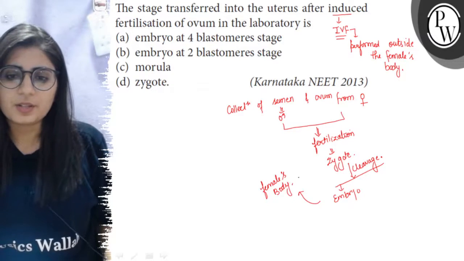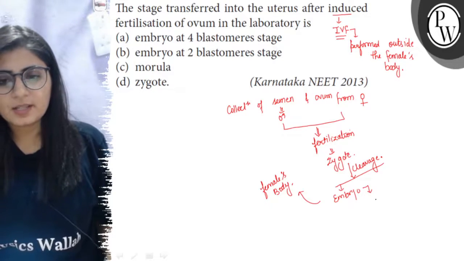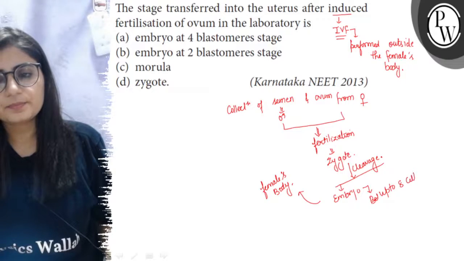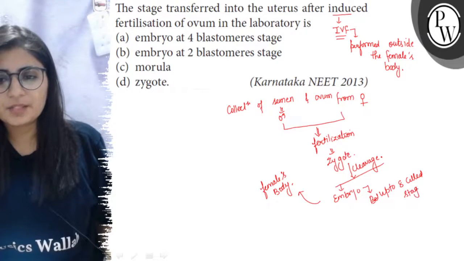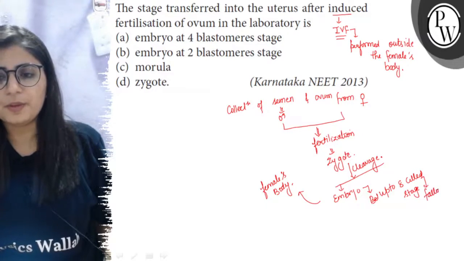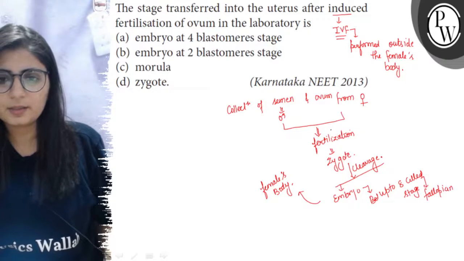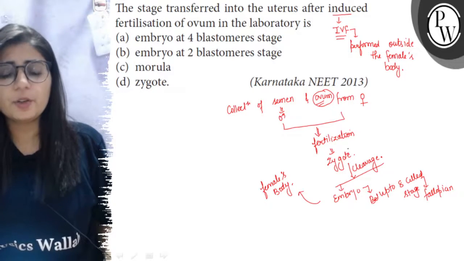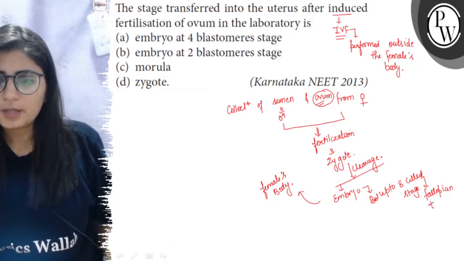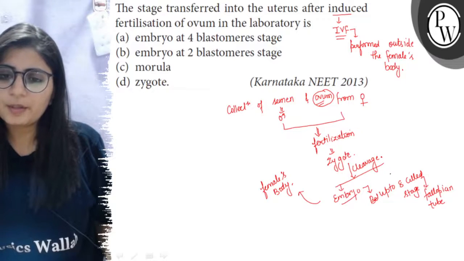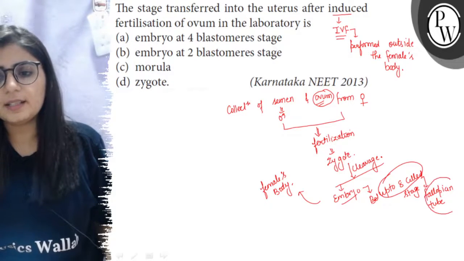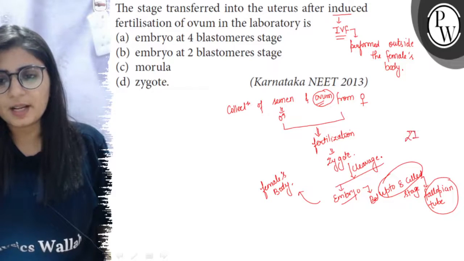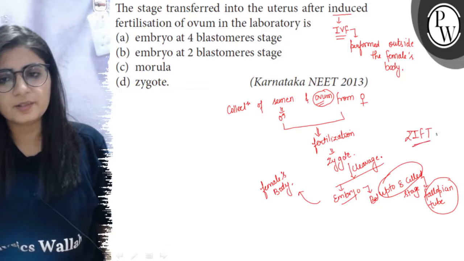Now there is a condition. If the embryo is transferred up to the 8-celled stage, then it is transferred into the fallopian tube of the female. This female can be the genetic mother whose ovum is collected, or it can be any surrogate mother. So if the embryo is transferred up to the 8-celled stage, then it is transferred into the fallopian tube, and this is called ZIFT, zygote intrafallopian transfer.